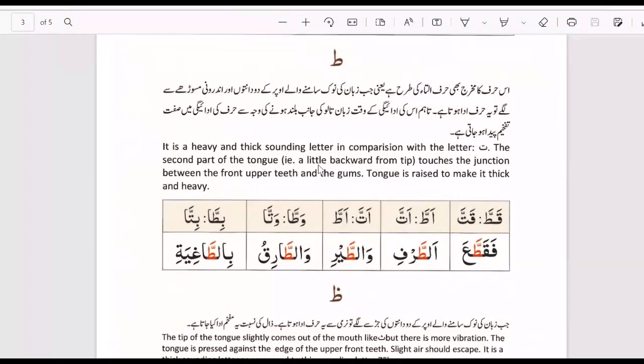This is one of the letters that people mispronounce when they are reciting the Holy Quran. So just remember that this is different from the letter Ta. This is letter Ta, which is a heavy and thick letter.